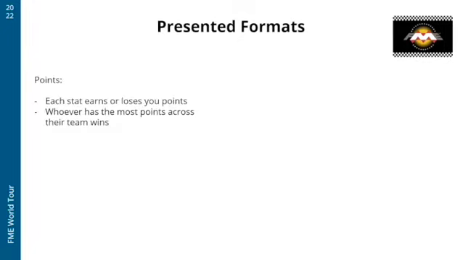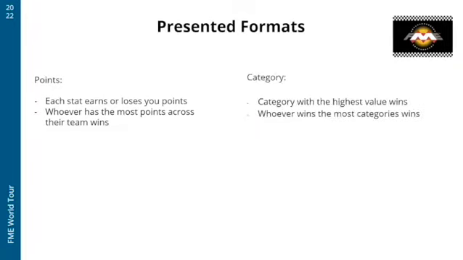There are quite a few formats of fantasy, and the 2 I'll be presenting on today are, first, a points format. Basically, as I was saying before, your stat earns or loses you points based on what it was, and whoever has the most points across their team wins. Pretty straightforward. The other one is a category format, where amongst your team you have to get the highest amount of stats in each category. That might be tries scored, tries assisted, tackles, if we're using the example before, and whoever wins the most categories wins. So it's just a little bit different in how you go about it.